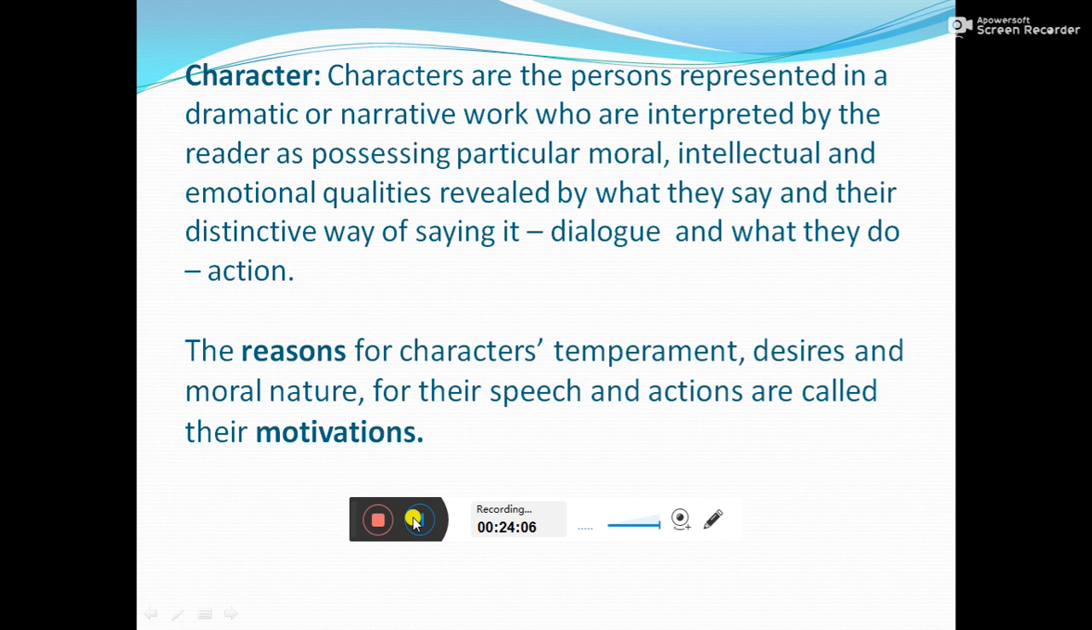The reasons for characters' temperament, that is their nature, desires and moral nature, as well as for their speech and actions, are called their motivations. Why do they behave? Why are they as they are? Why do they behave in a particular manner? Why do they desire in a particular way? Why do they behave morally or immorally? Why do they speak in such a way? Why do they act in such a particular way? It is called their motivation.